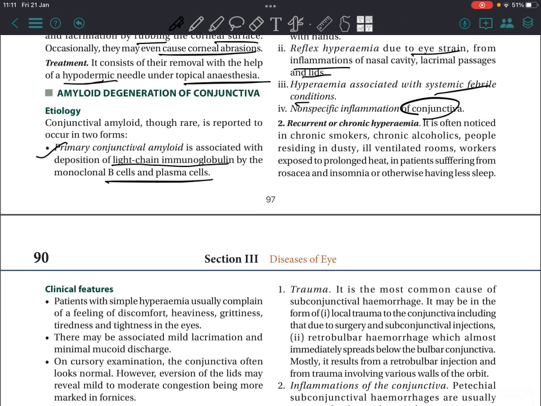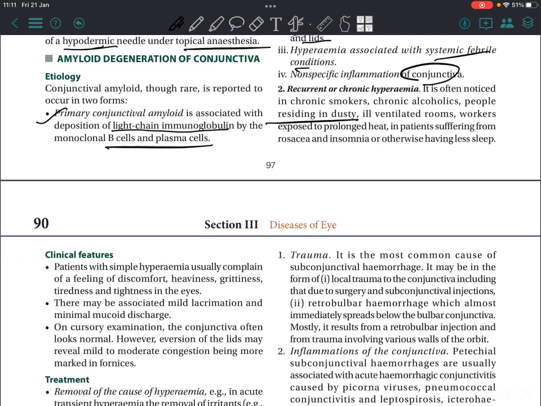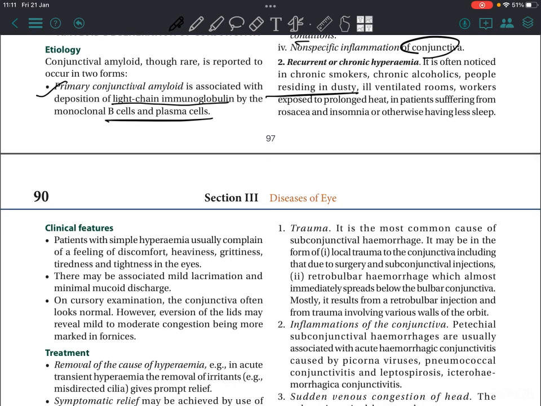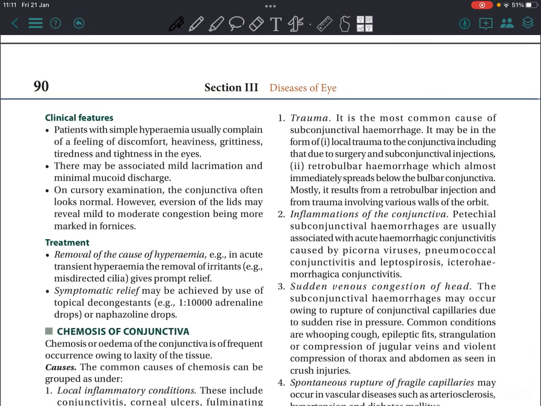Recurrent or chronic hyperemia. It is often noticed in chronic smokers, chronic alcoholics, people residing in dusty, ill-ventilated rooms, workers exposed to prolonged heat, in patients suffering from rosacea, insomnia, and otherwise having less sleep.